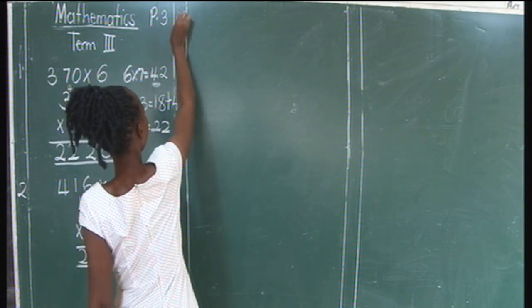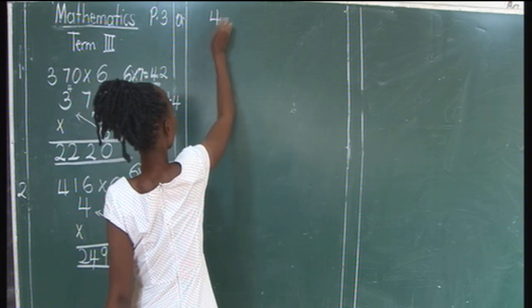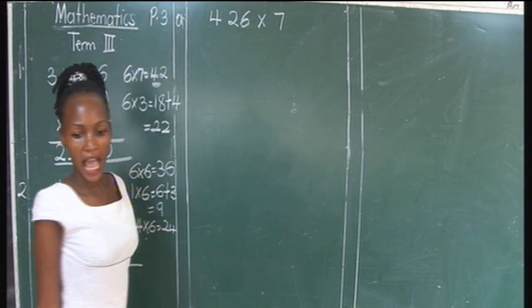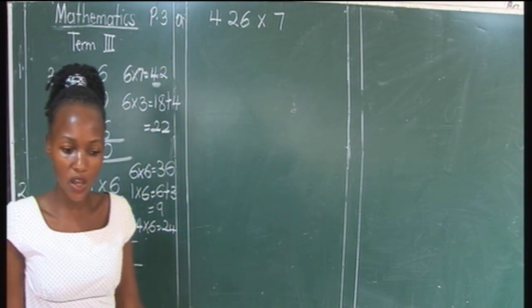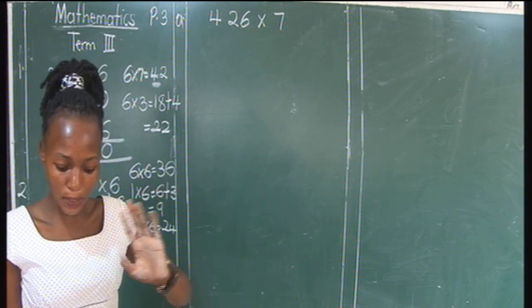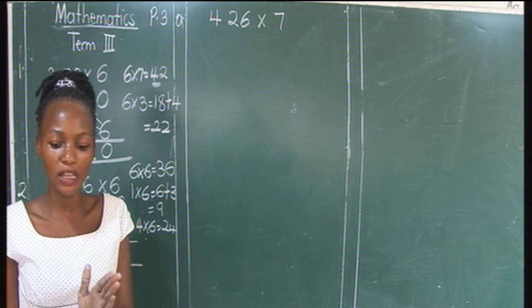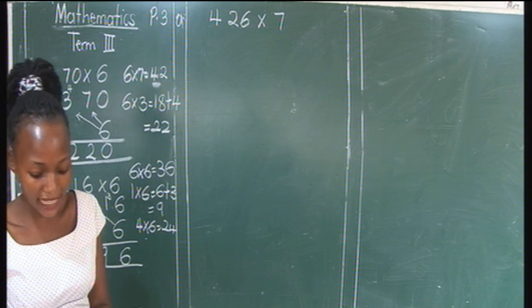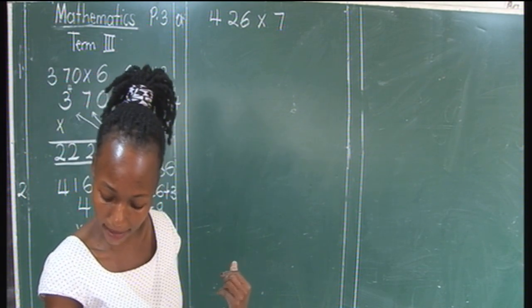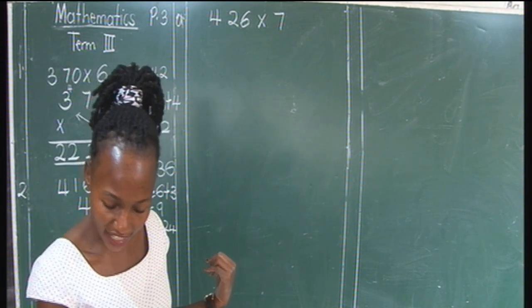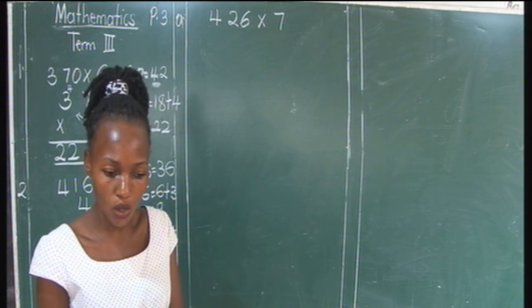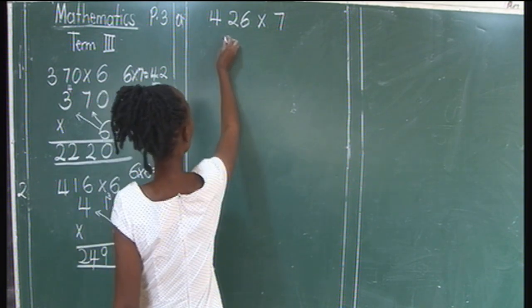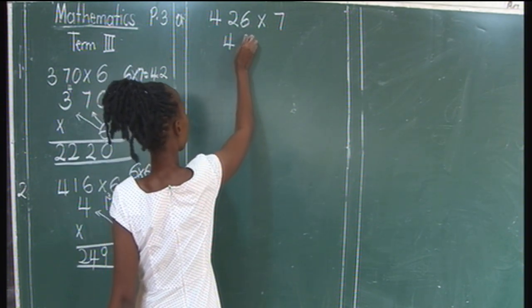Still part A is 426 times 7. I've said it is the same work, though on page 3 we are multiplying by 6, and here we are going to multiply by 7, but it's the same work. That's why I've given you only 2 numbers on the first page. Let's also have some numbers on page 4. Now here we also arrange them vertically.